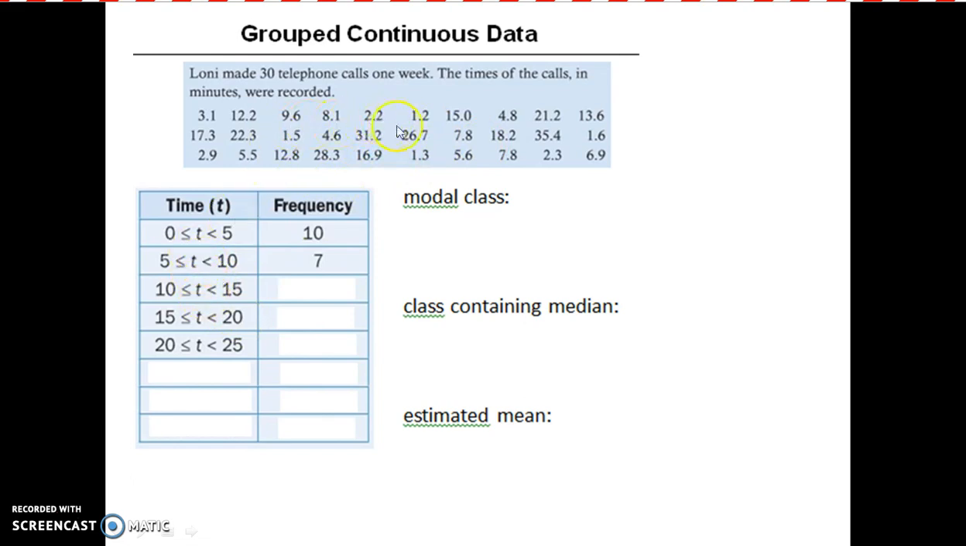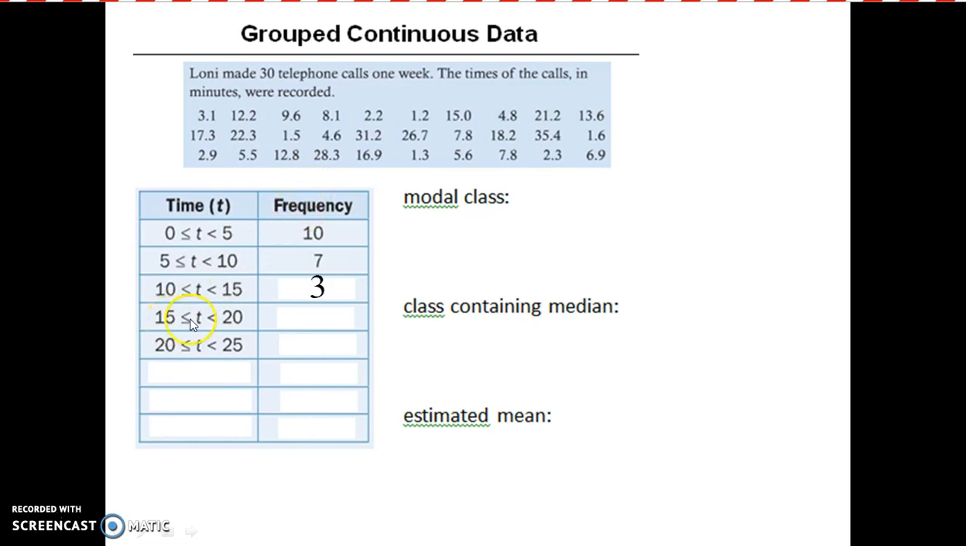I noticed there's a 15 here. 15.0. So would 15 go in here or in here? Well, 15 would be counted as part of this group because this has the equal sign here. This one is from 10 to 15, but just under 15 because it's less than 15. All right, so let's count all in this data set, find all the numbers that are from 10 to 15, but not including 15. And that number should be 3.